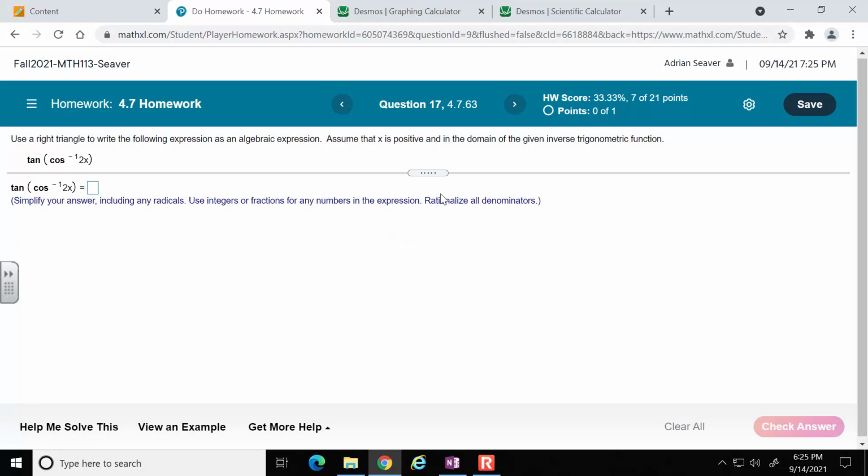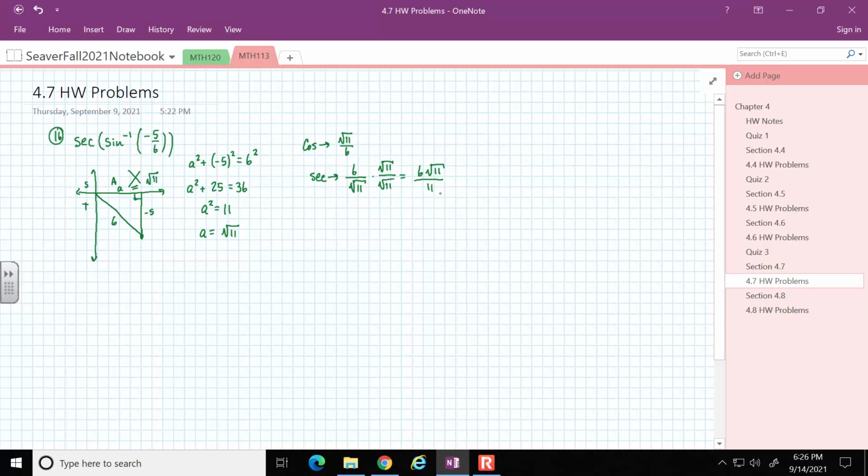Tangent of the inverse cosine of 2x. So this one, our answer is going to probably be something with symbols in there, with an x in there probably, so we don't have an exact value here. So we have to think about this one a little bit. It's kind of similar. It says assume x is positive. So that's helpful because that's going to tell us it's going to be in quadrant 1 between 0 and pi. So it is going to be in quadrant 1.